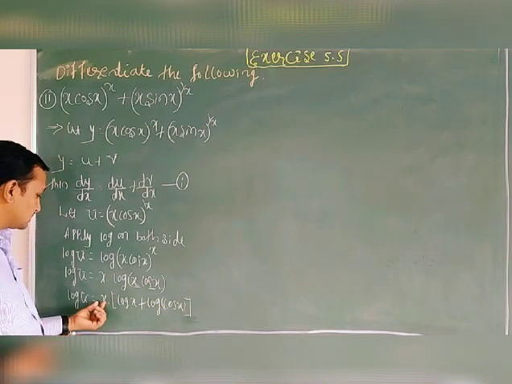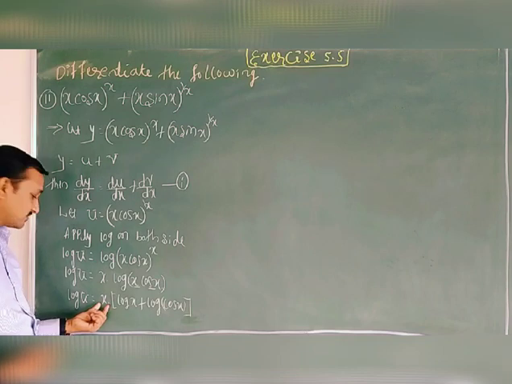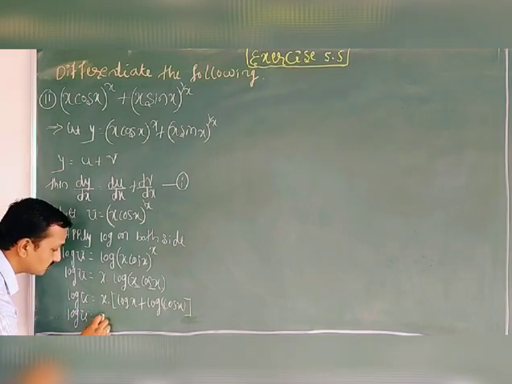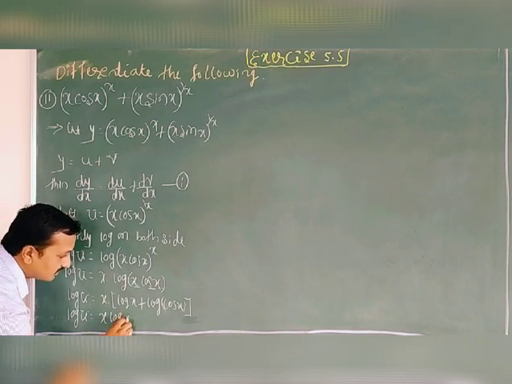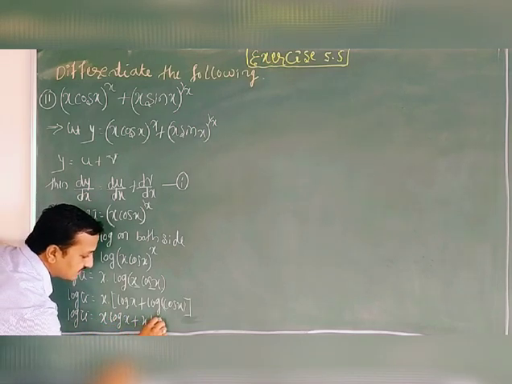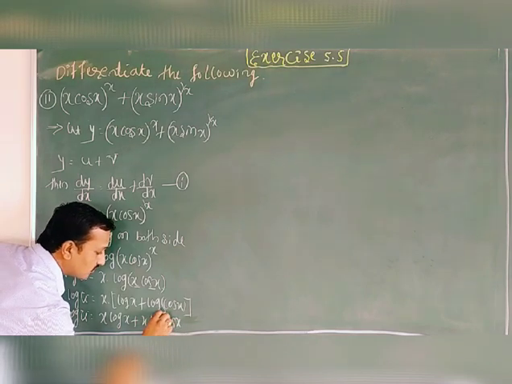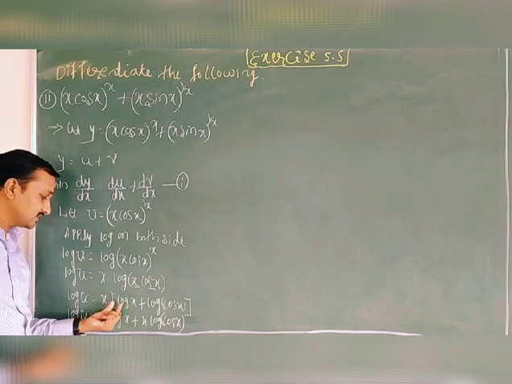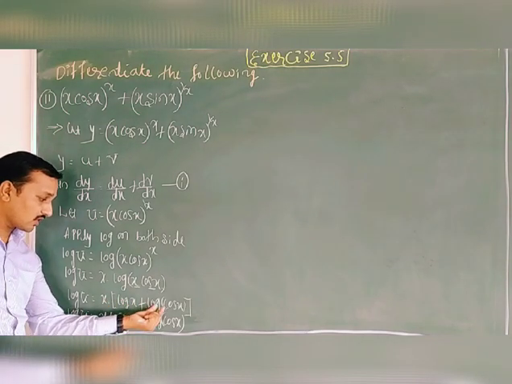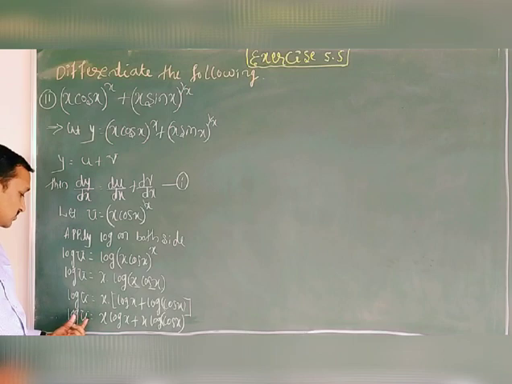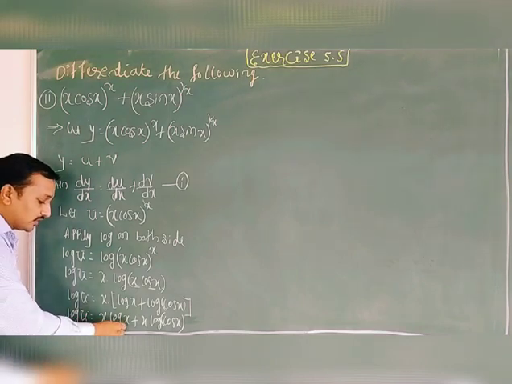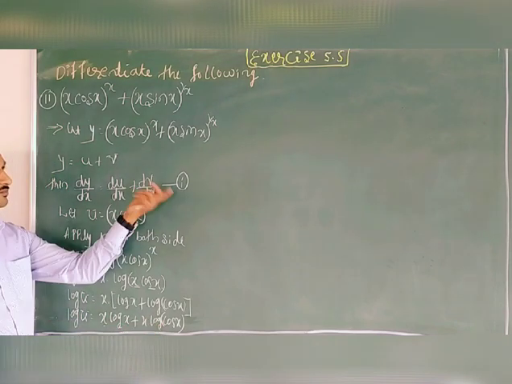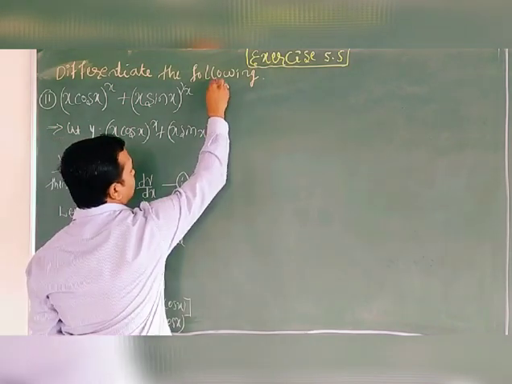Because x multiplies this sum, we get log u equal to x into log x, one term, plus x into log of cos x, another term. Each term is of the form u into v, as we have already seen, so we apply the derivative directly.